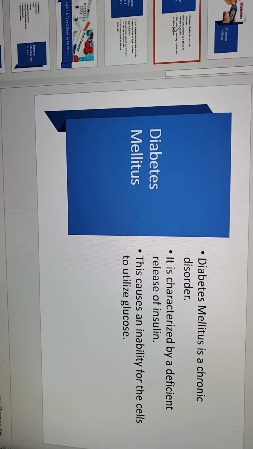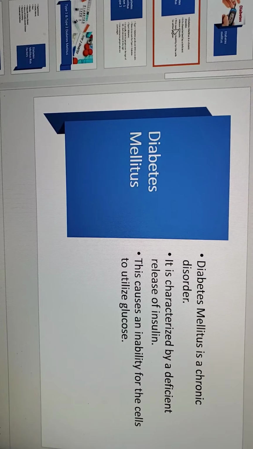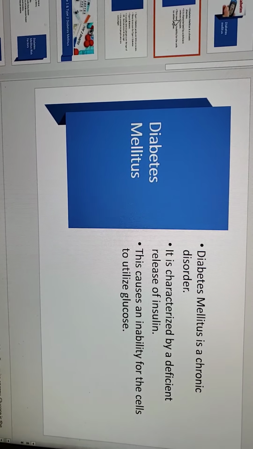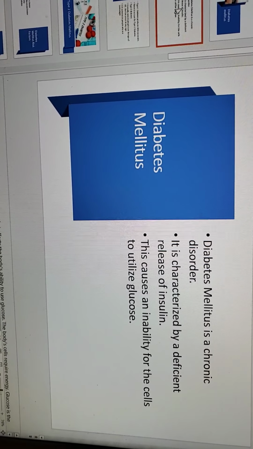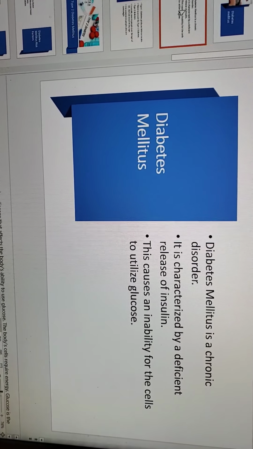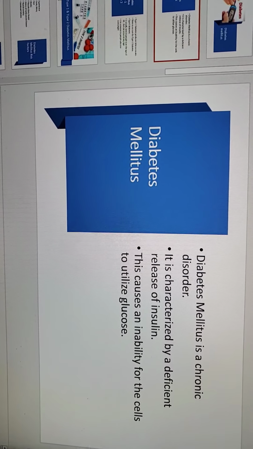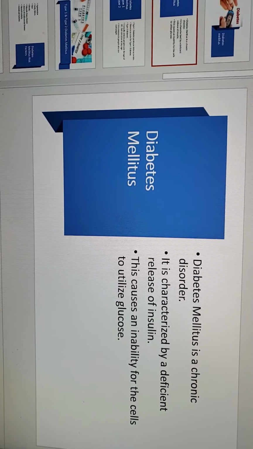Diabetes mellitus is a chronic disorder. It is characterized by a deficient release of insulin. This causes an inability for the cells to utilize glucose. There are two types of diabetes, type 1 and type 2.